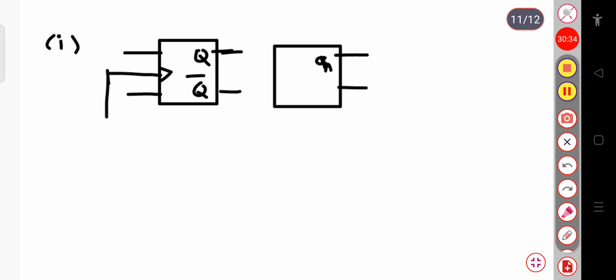Let me write clearly. This is suppose Q A, and this is Q A bar. Okay, there are two flip-flops. Here this is my clock. I will give the clock to the first flip-flop, and suppose I am connecting this Q bar with this. This is my clock. Okay, this output, that is Q bar, is connected to the second flip-flop.